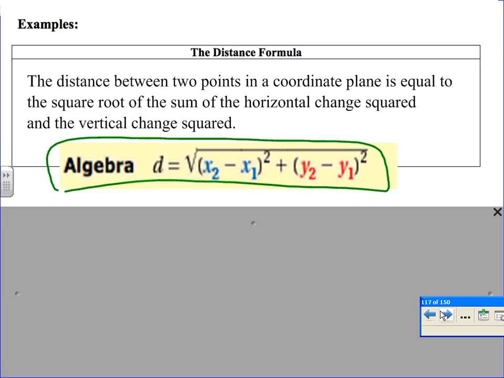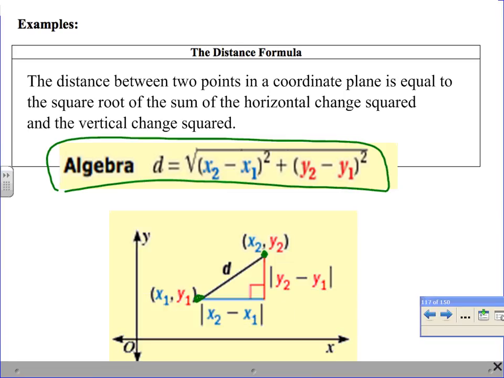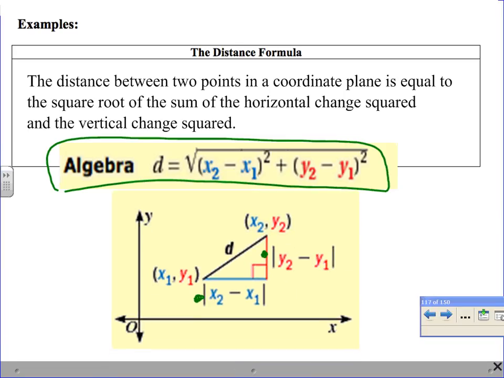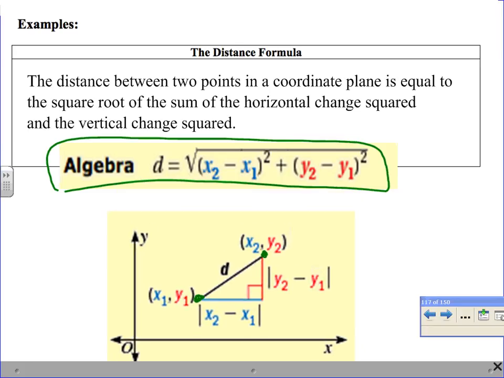If you have the y's first or the x's first, it doesn't matter. Here's something, you don't need to draw this, that kind of shows you why this works. If we are finding the distance from this point to this point, this is labeled x1, y1, this is labeled x2, y2. How do you find the distance from here to here?